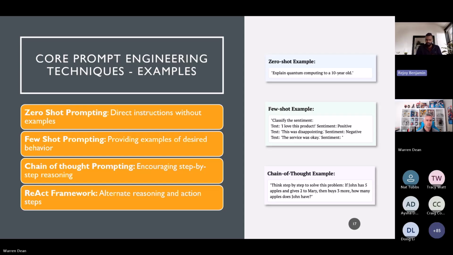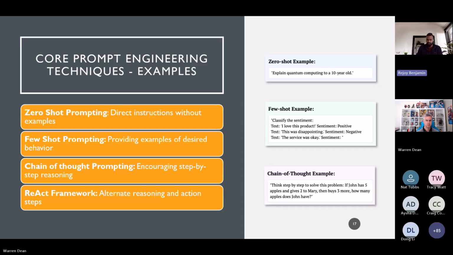So a zero-shot example would be: explain quantum computing to a 10-year-old. Now, while that might be a genuinely good prompt, the issue is we don't understand what the context is behind this. It could be from a school context, it could be from a textbook context. Because GPT doesn't really know the context, the kind of output it will give will be slightly different from what you might be expecting.